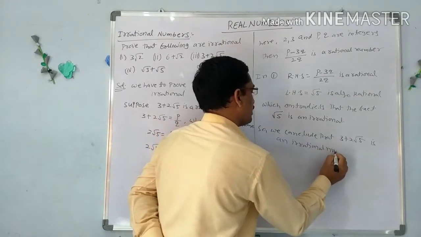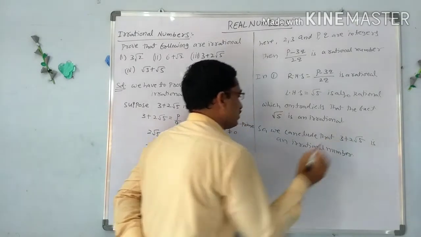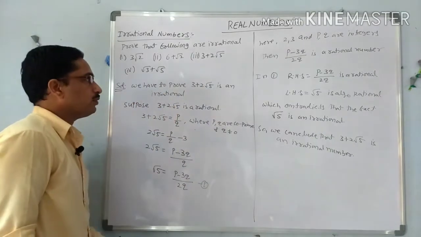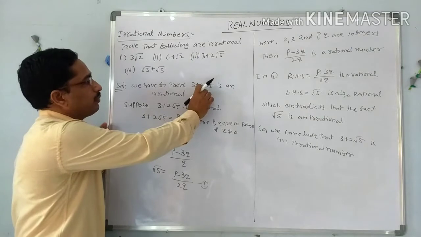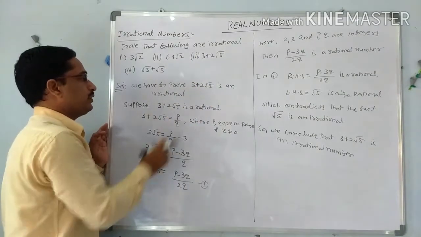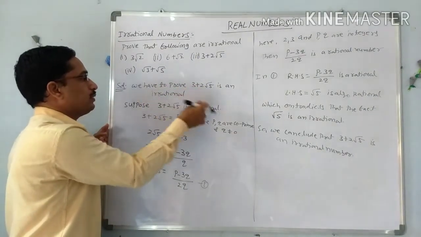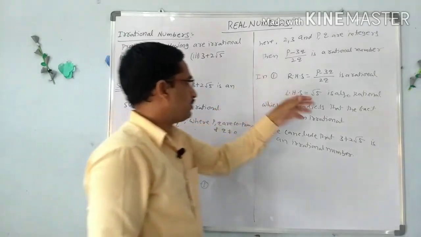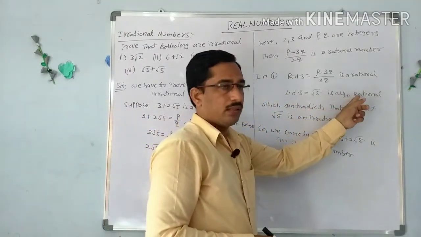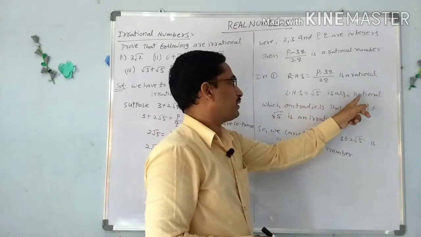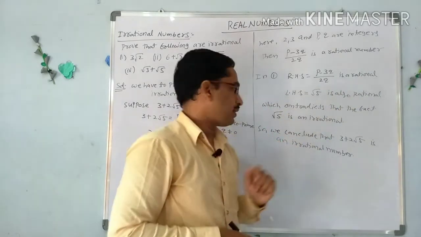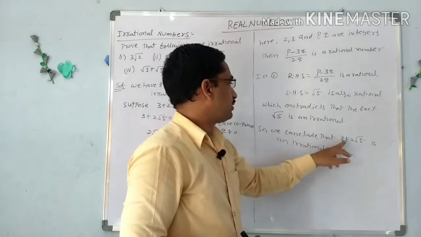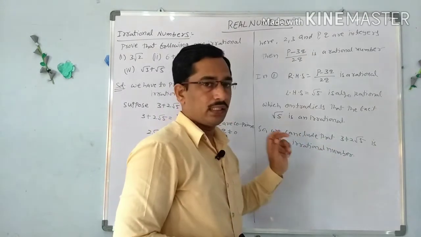We cannot prove directly that it is an irrational number. We prove this in the reverse way, which is called proof by contradiction. We take quite the opposite: for irrational we take rational, and at last we get the opposite statement, that root 5 is rational. This is our opposite statement. So this type of proof is called proof by contradiction. So we conclude that 3 plus 2 root 5 is an irrational number.